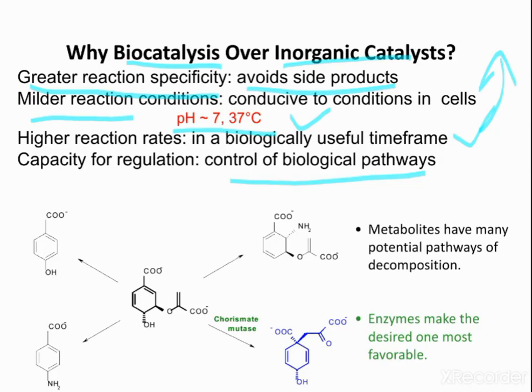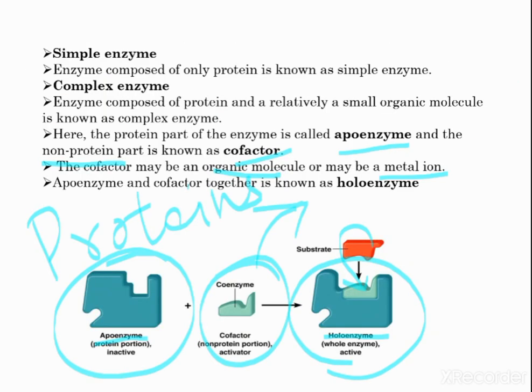We have also seen how a biocatalyst has an upper hand or a greater advantage when compared to the inorganic catalyst. We have also looked into the structure of the enzyme. Enzyme has a protein part and a non-protein part. The protein part is called the apoenzyme, and the non-protein part is called a coenzyme or cofactor. If it is an organic molecule, we call it a coenzyme. If it is an inorganic molecule, we call it a metal ion. The enzyme will usually be inactive. When it binds with the cofactor, it becomes active, and then it can catalyze the reaction.